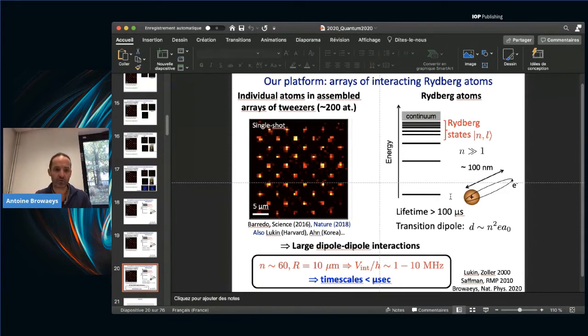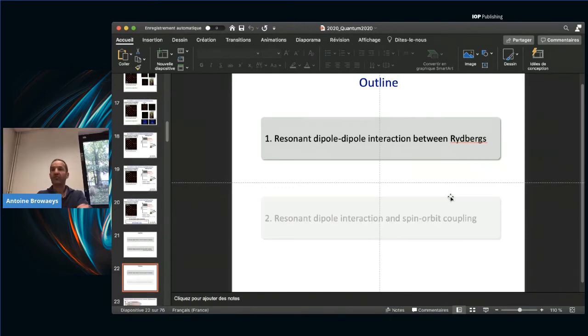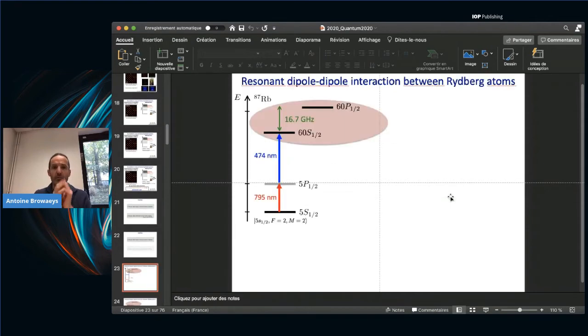So what I'm going to discuss in the next 15 minutes is how we can use resonant dipole-dipole interactions between Rydberg atoms and how it maps onto spin systems. And then I will enrich the atomic structure in order to implement the spin-orbit coupling. All right, so let's start with the resonant dipole-dipole interactions between Rydberg atoms.